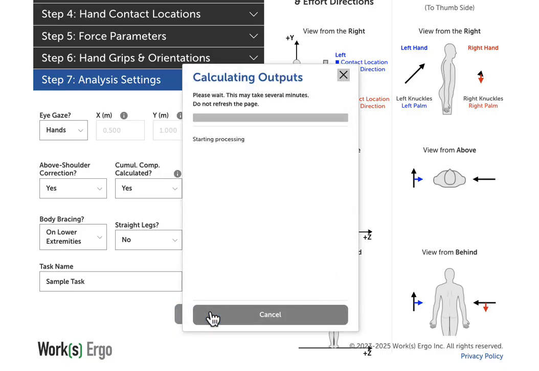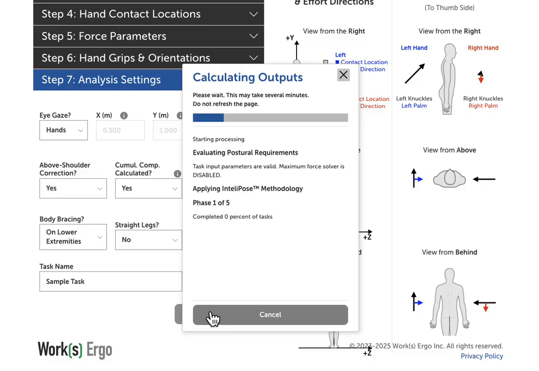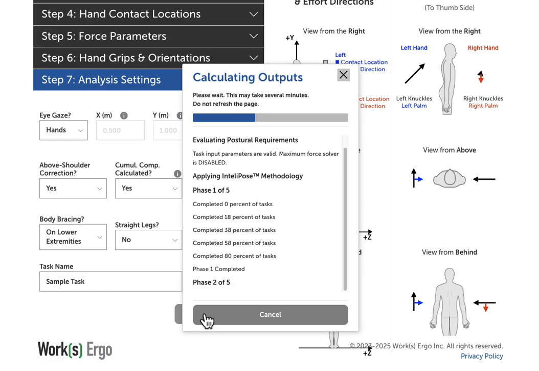You'll see that there are processing stages that happen. This will take maybe 50 seconds or a minute. There'll be a lot of postures with this particular task. You do get feedback along the way of how far along it is on the analysis, but at this point we'll pick up once it's done the full calculations.